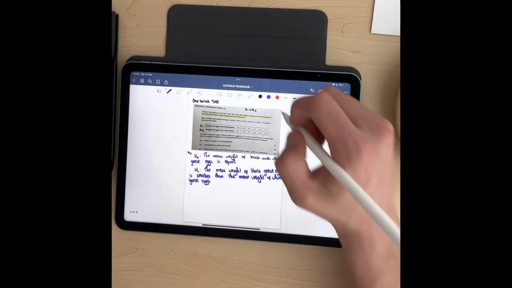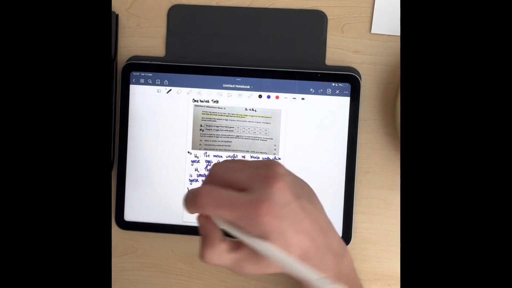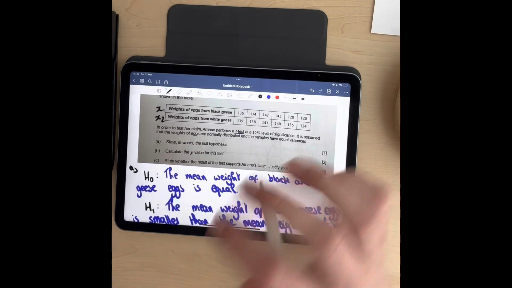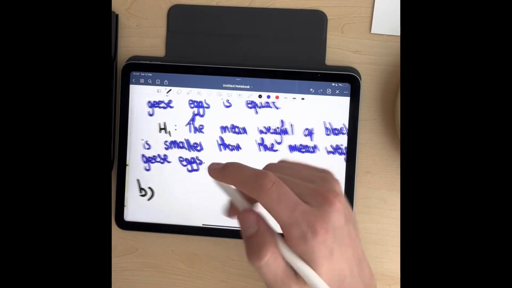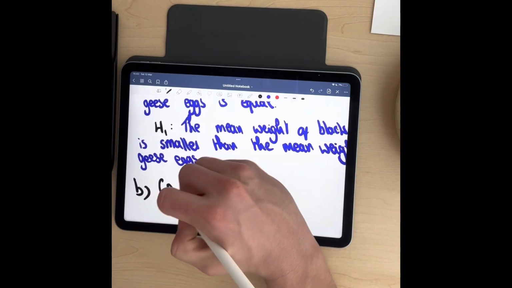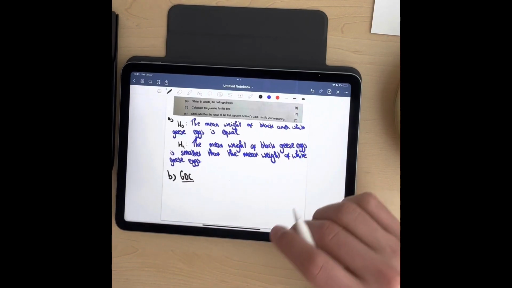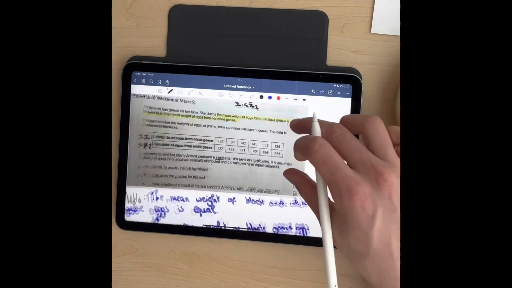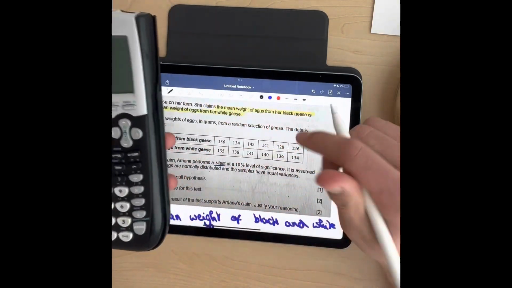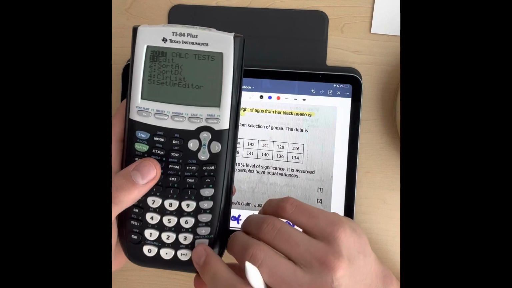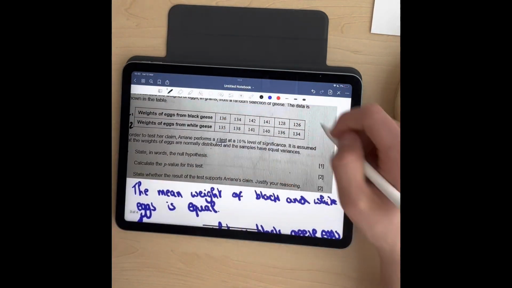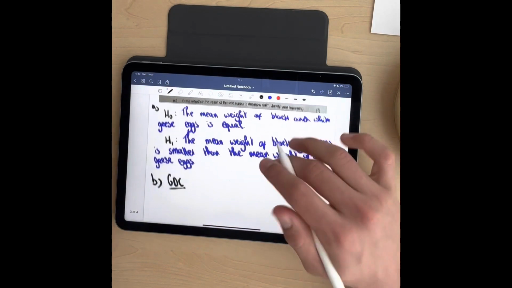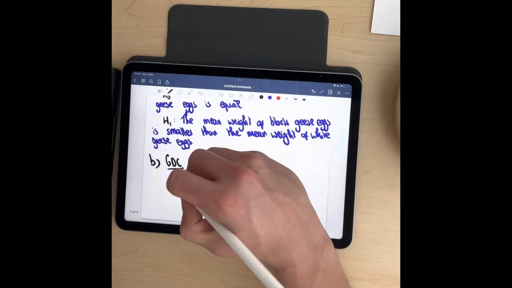Now that we have this, we go to question B: calculate the p-value for this test. This is when the calculator comes in. Here we use the GDC. In an exam, don't write GDC, just calculate it. We go to the table, and what you want to do is go to stat and edit. I already have the values, so you put these values into the table. I'll write it here so you guys can screenshot it.